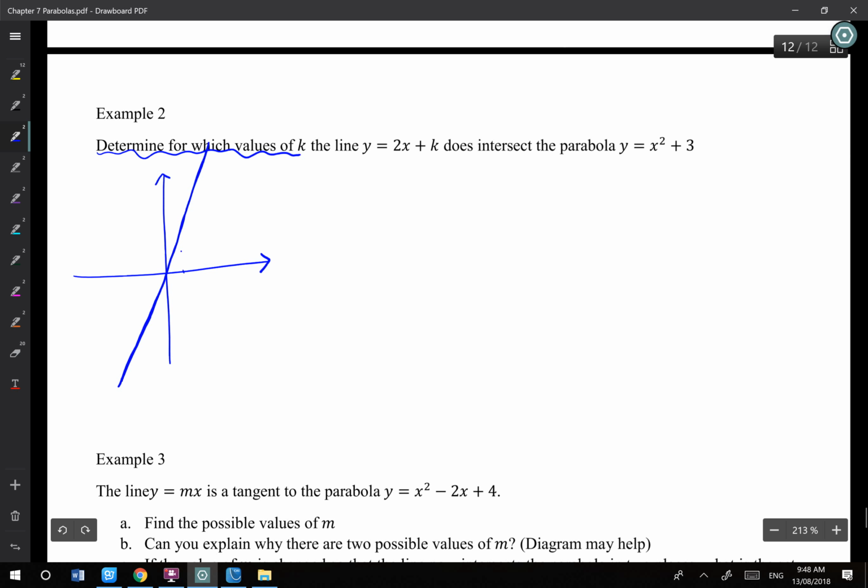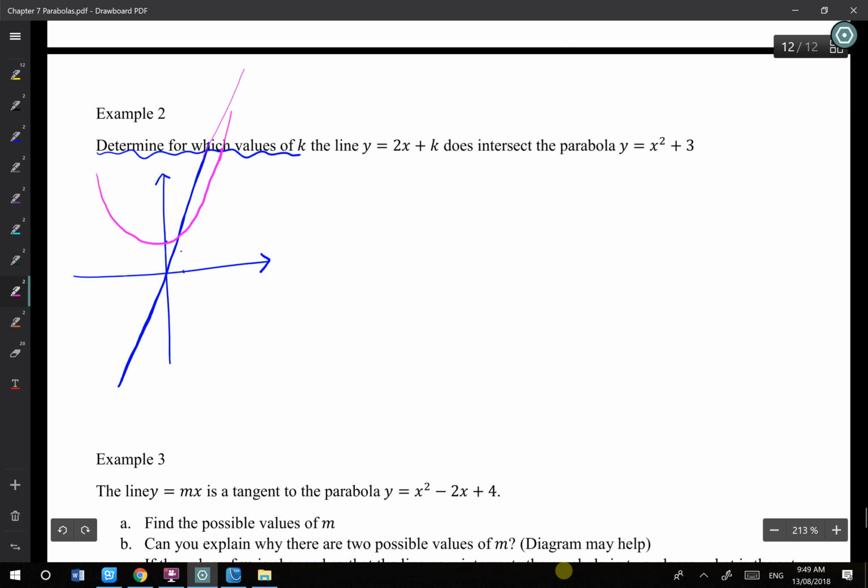Y equals 2x looks like this. Do you know what the k is doing? Like, if k is 1, what will happen to this linear? Move up. Okay, k is 5, further up, right? But they are all parallel to each other. So k just keeps moving this linear up and down. Okay, we have x squared plus 3. Well, the 3 should be here. That's something we already know.